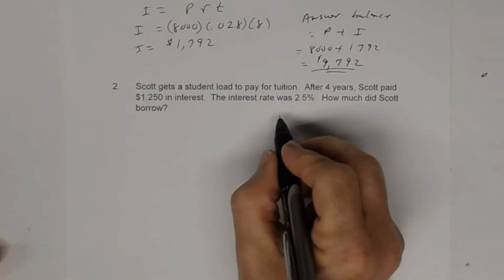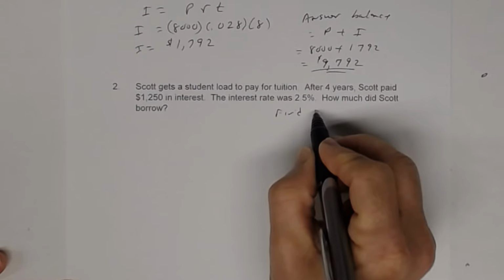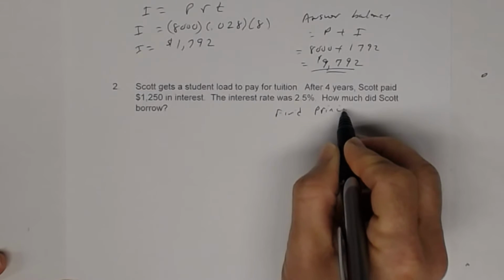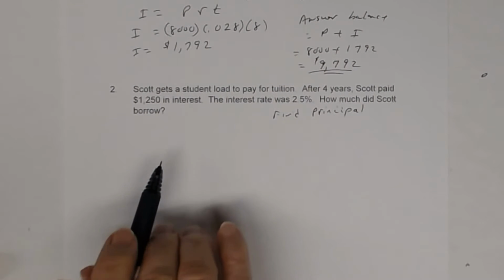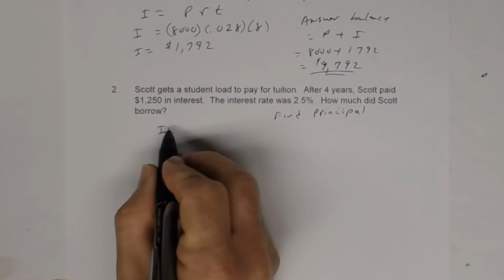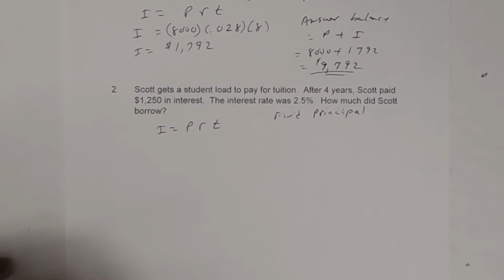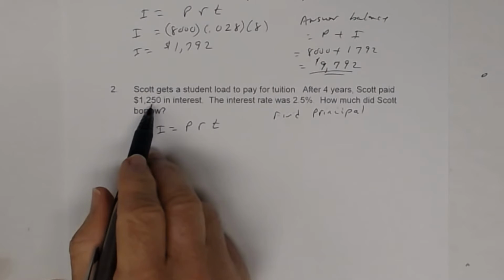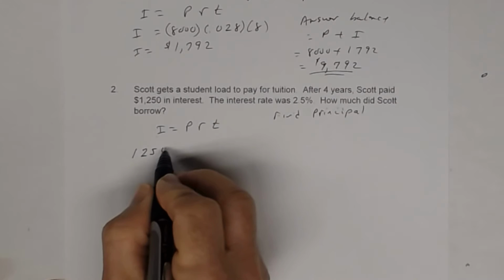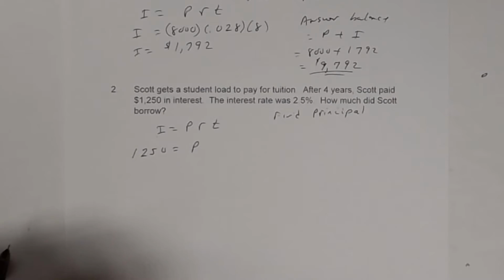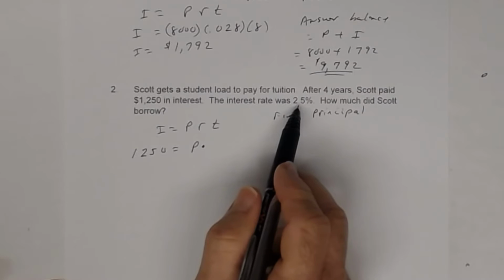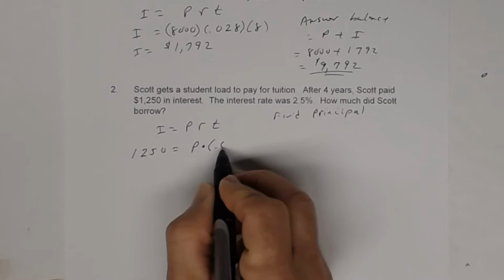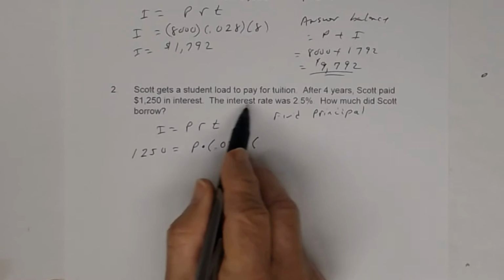All right, so now the question is, you need to find how much he borrowed, which is the principal. So you need to find the principal. We're going to use that formula because you are dealing with simple interest. So interest equals principal times rate times time. You're told the interest is $1,250, so that goes here. $1,250 equals the principal, which is what I'm trying to find, times the rate, which is 2.5%. You've got to write it as a decimal, so that's 0.025, times the time, which is 4 years.